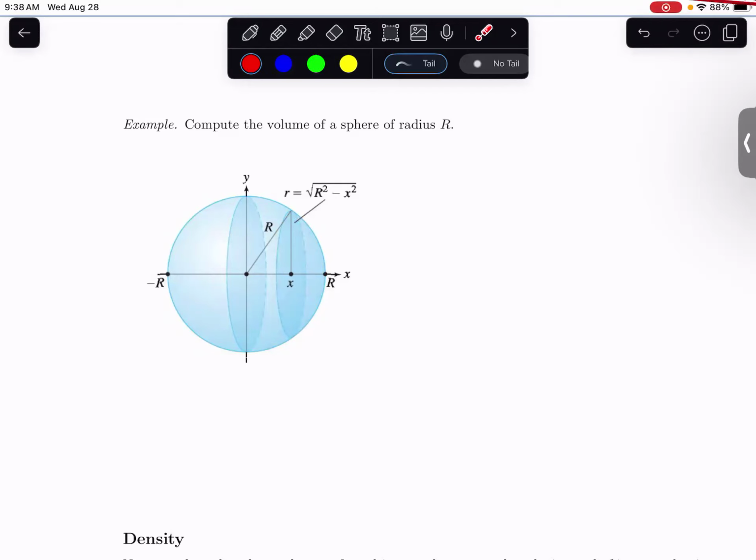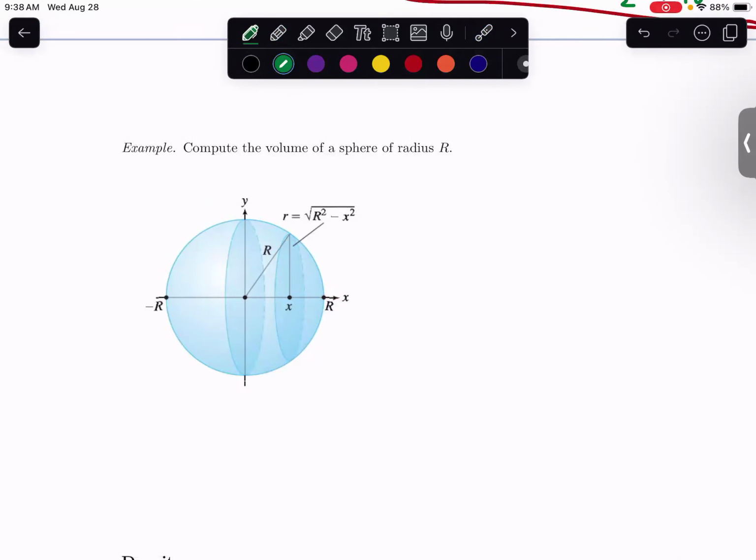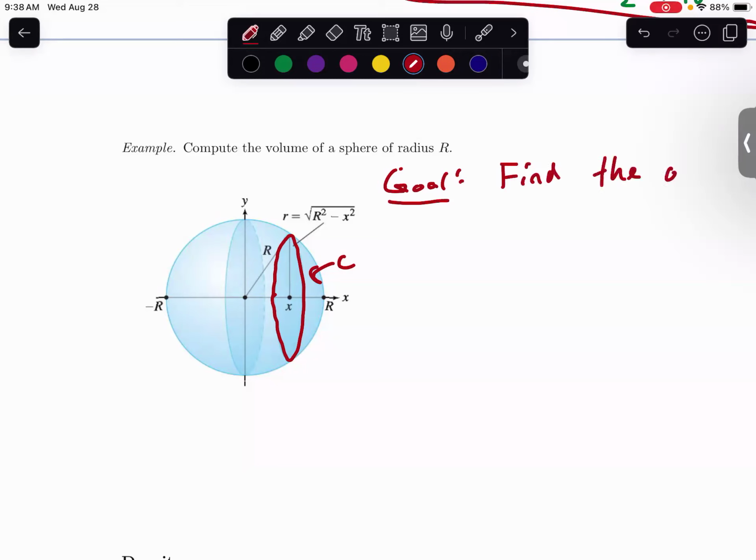And so it's worth mentioning that this capital R that we have is fixed, right? And so we have that the area of this circle, I'm going to do it in red like this. This is what we're interested in finding in terms of x. Let's say this is C. So the goal is the following. We want to find the area of C, or maybe I should write it like this, right? It's not the circumference, it's the area. So we want to find the area of C in terms of x.